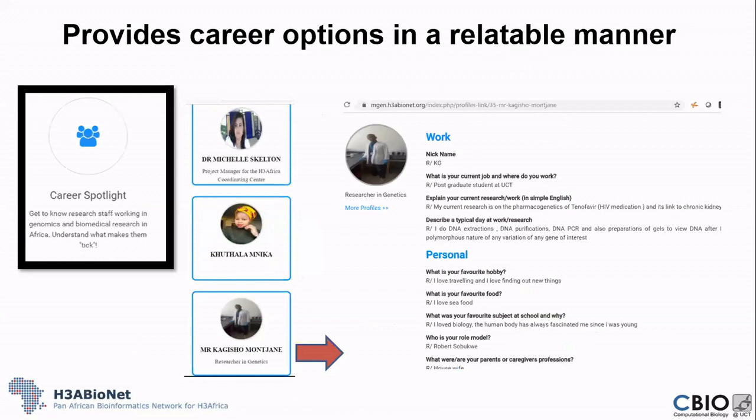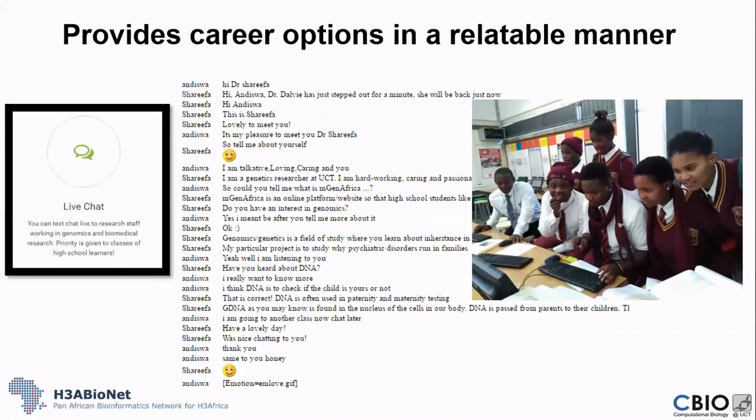On the career side, it shows how some people have gone into genomics and how their careers developed. So Katala, for example, is from an extremely poor township. She's now doing a PhD. She's traveled to international conferences to present her work. You have live chats between people like that and high school learners, and it inspires them to think about how cool genomics and genetics is and to get involved in the field.